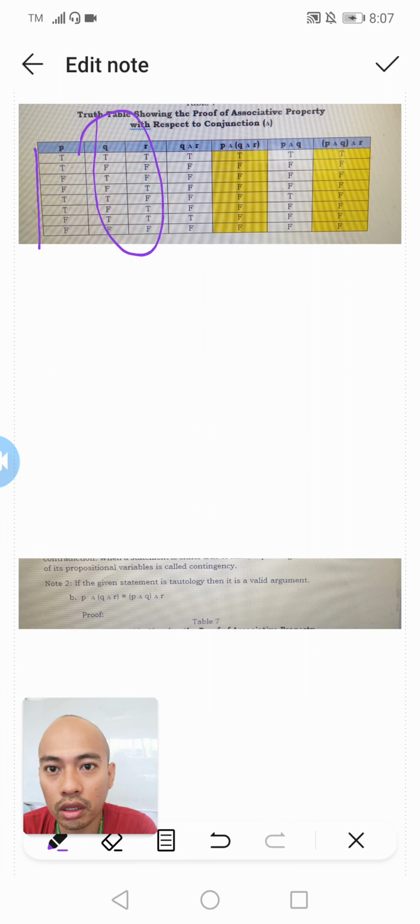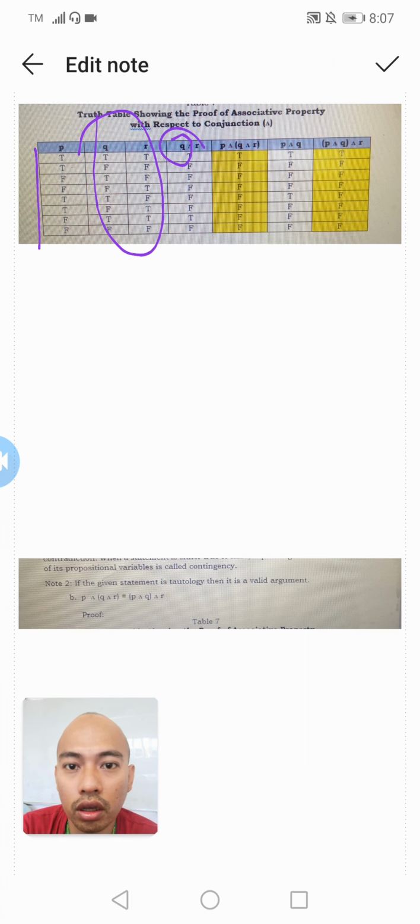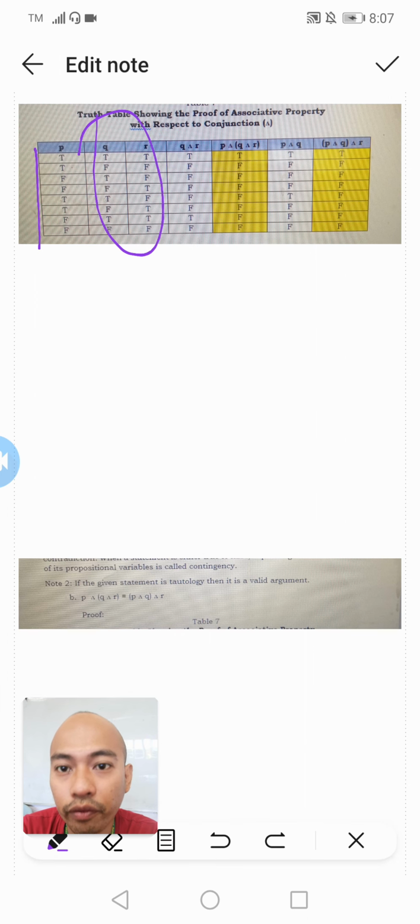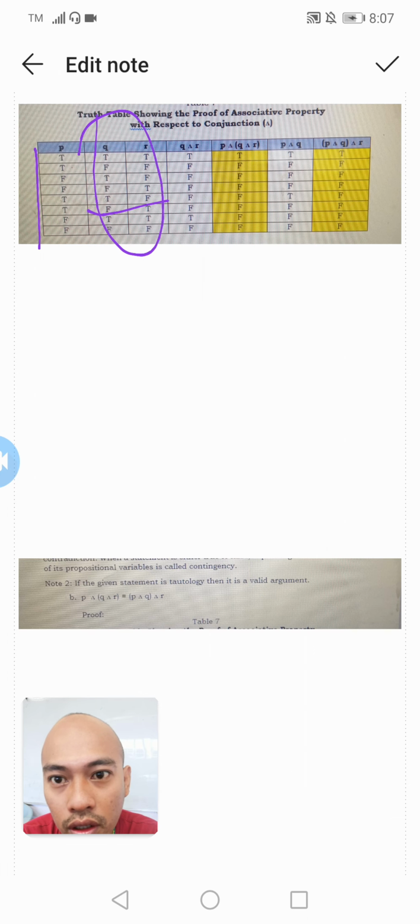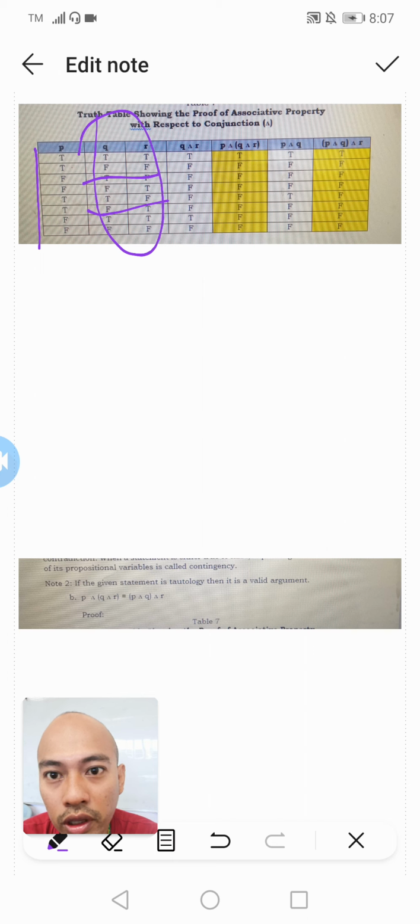R. Okay? So as you can see, TT, both are true, so automatic true ang statement natin na Q and R. Okay? FF, both are false, automatic that will be a false statement. From TF, which is the third row, up to FT, this will be a false statement kasi at least one is true, one of which is false. So that automatic, these are false statements.